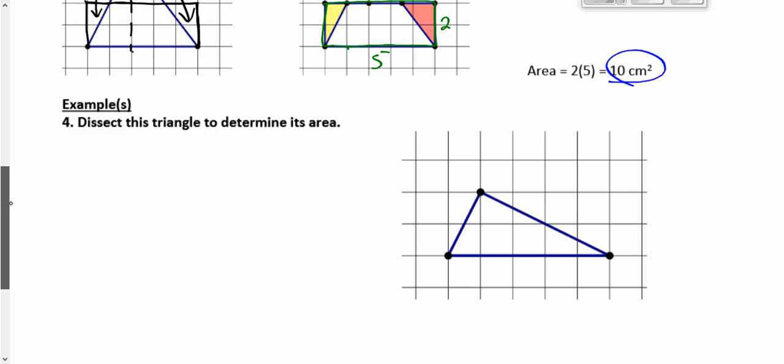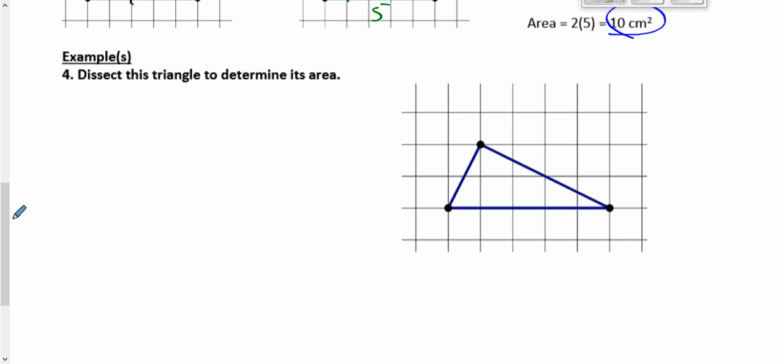So now it's your turn. So take a look at this one. You're going to generate a rectangle that has the same area as this original triangle by dissection, okay, and determine the area of the triangle. So pause the video now and take your best shot at it.